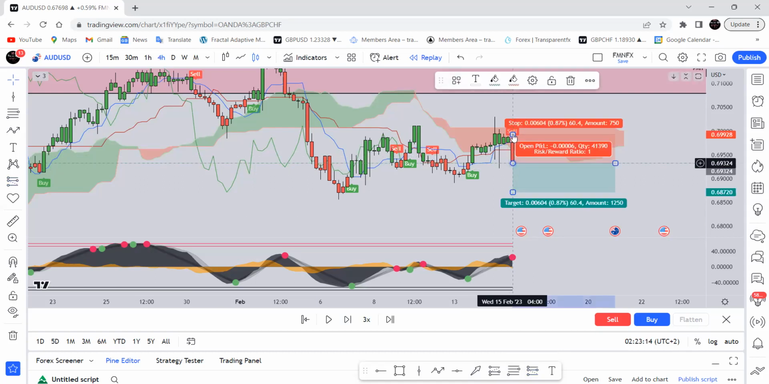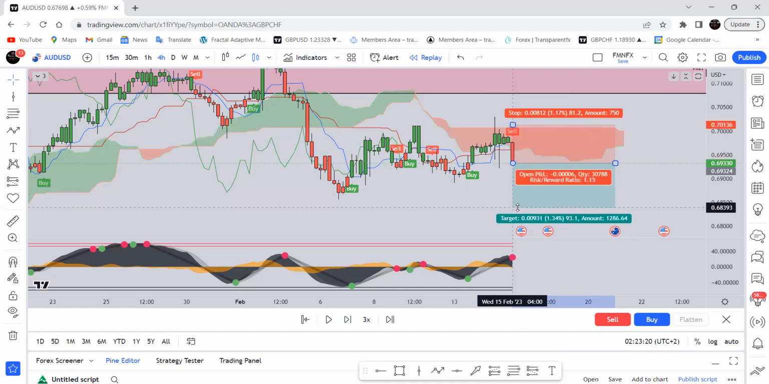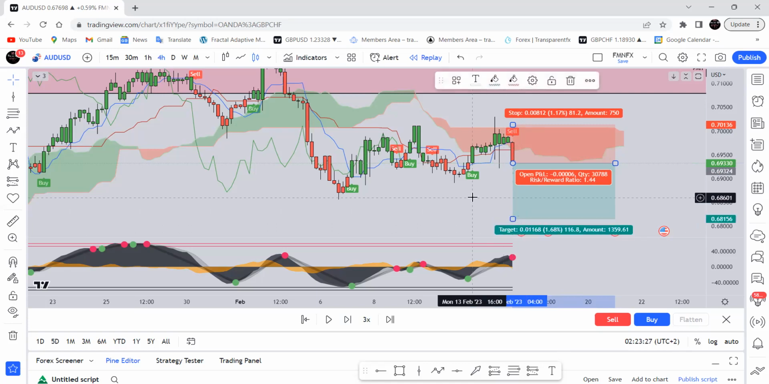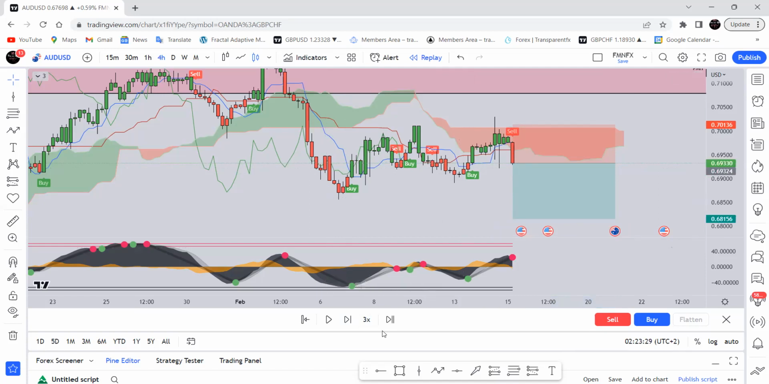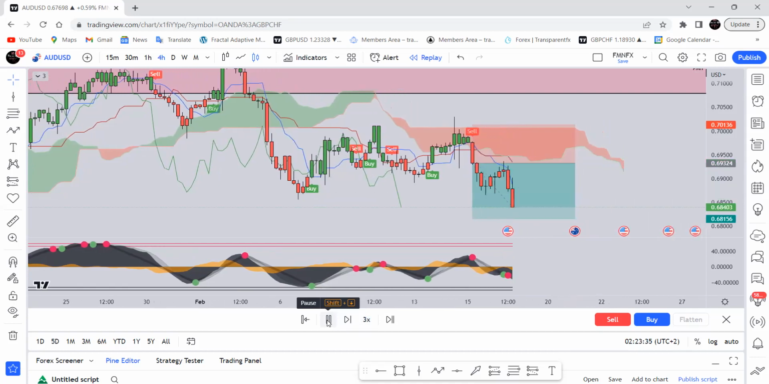Short. Again, put a little bit above the cloud. And then I need a 1 to 5 at least. That's the least, or something close. Okay. And I twin trade too. So let's see how that rolls. Play.